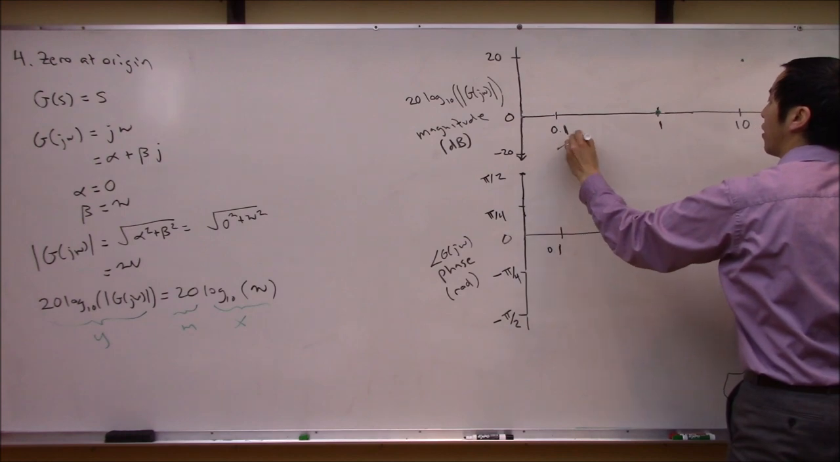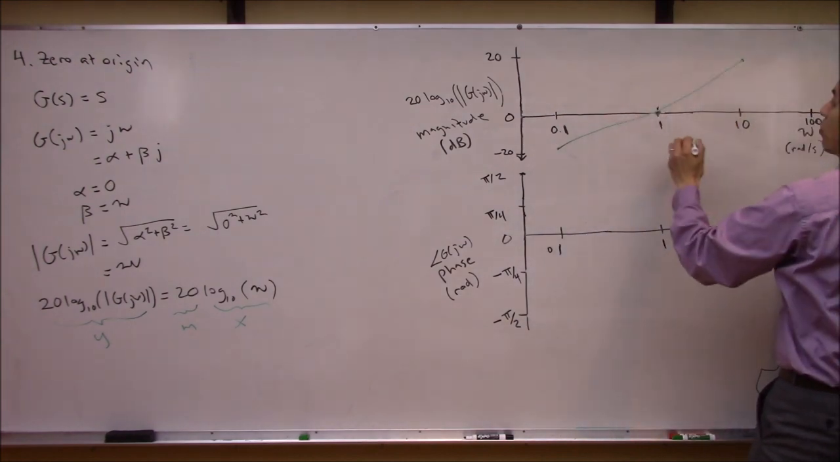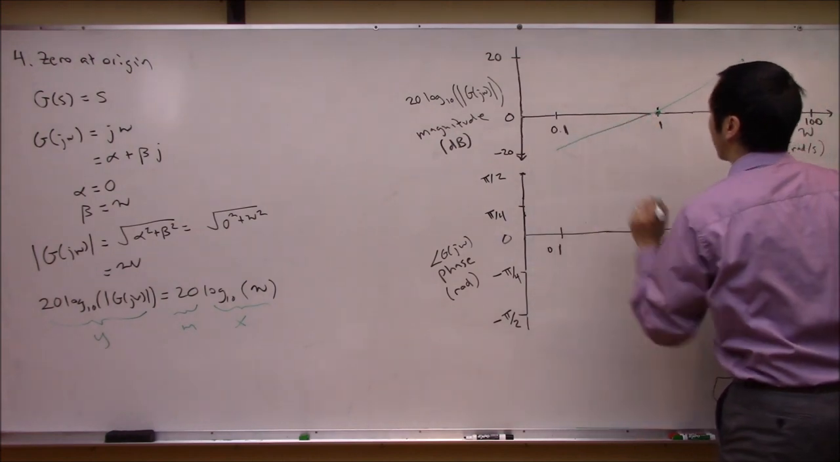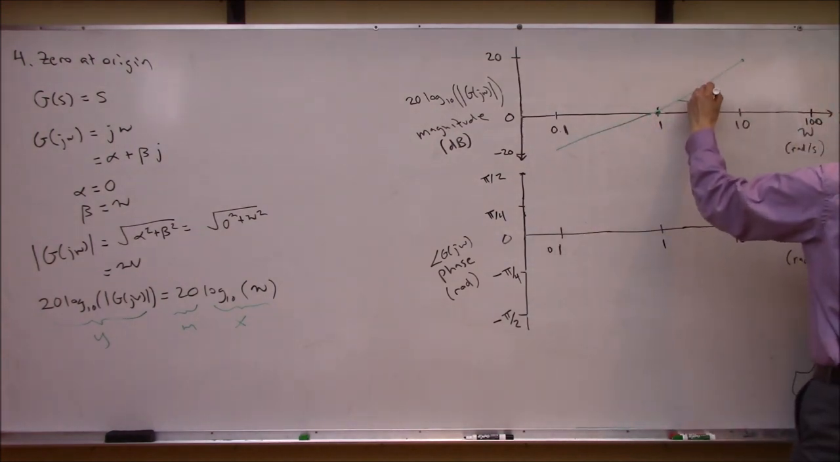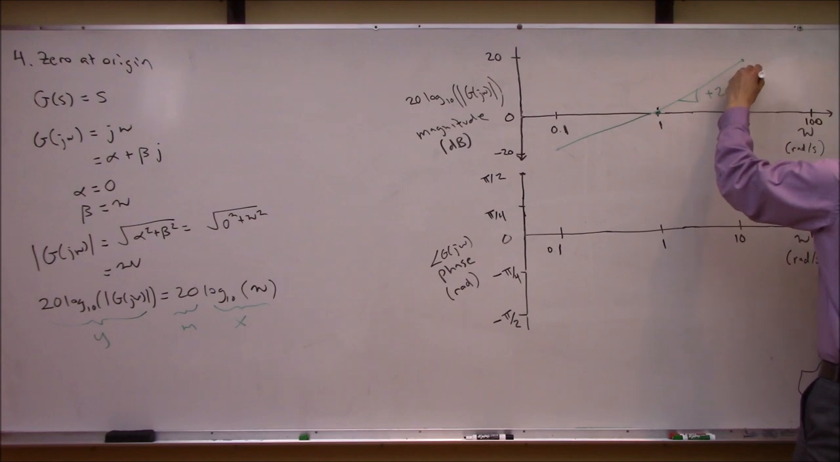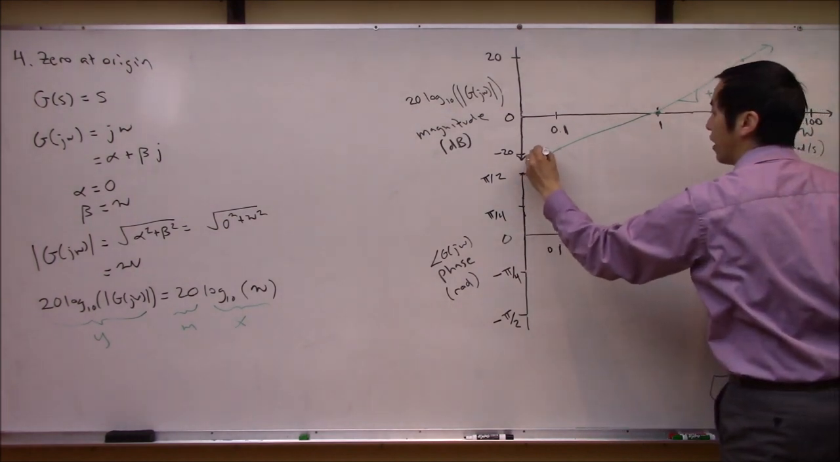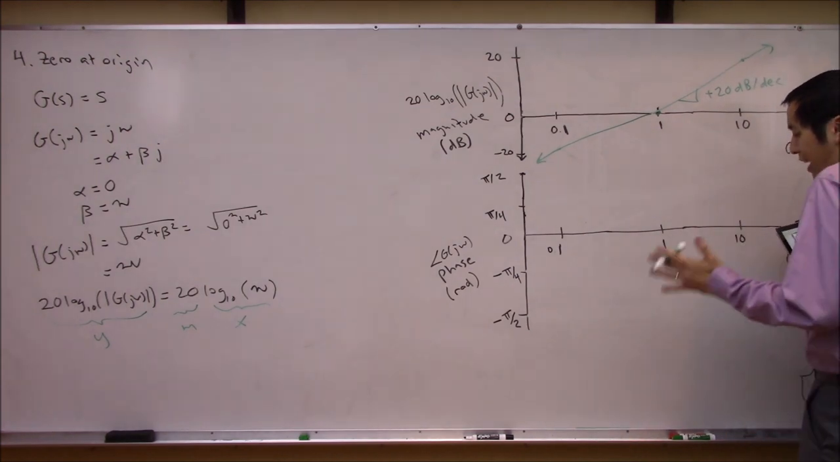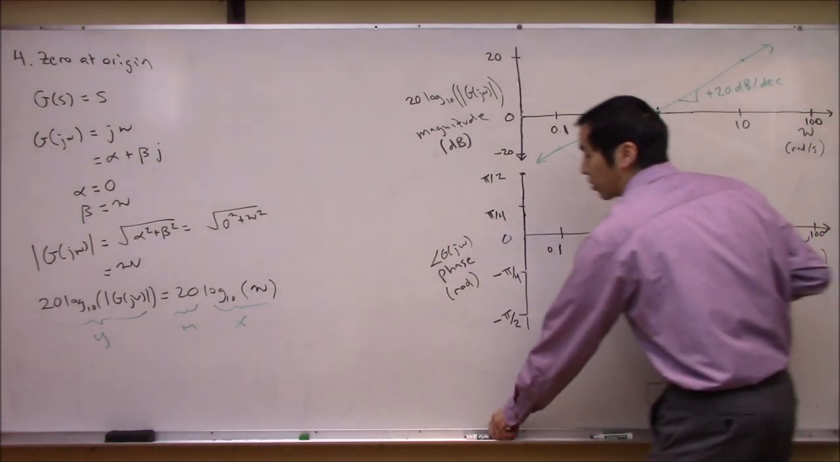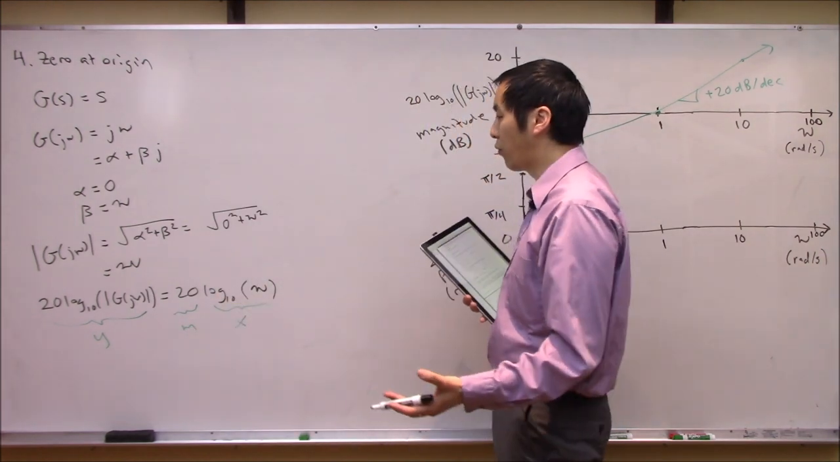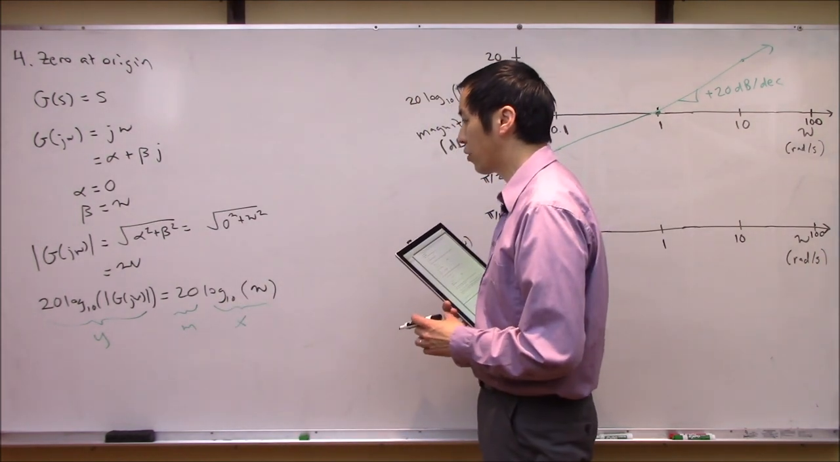So we get this. Whoops, that doesn't look like a very good line. I'm horrible at drawing straight freehand lines, but there you go. You get this thing with a slope of positive 20 decibels per decade. And again, it just goes on forever in either direction. And again, there's no approximation here. Notice this, it's a pure equal sign. So we don't have to make any approximations for this zero at the origin.